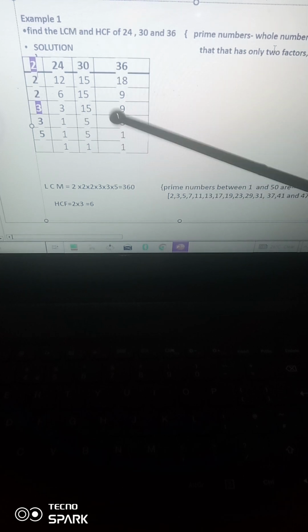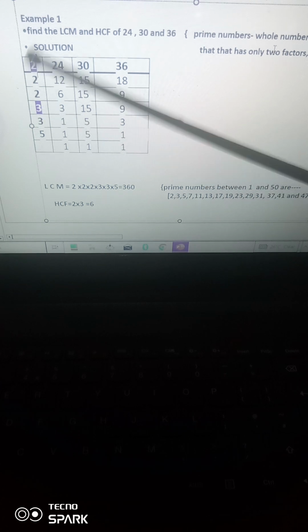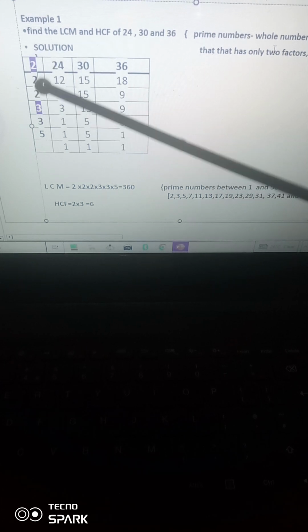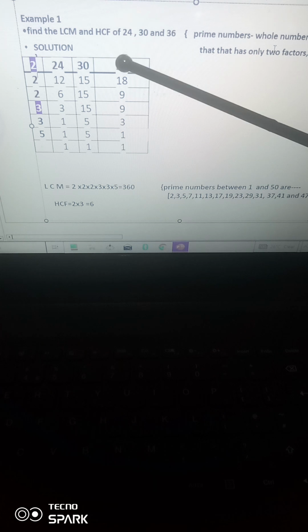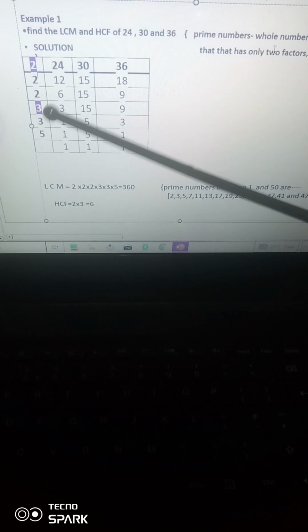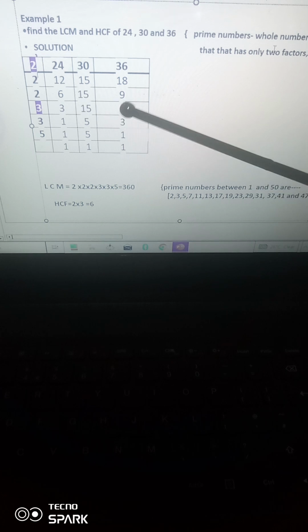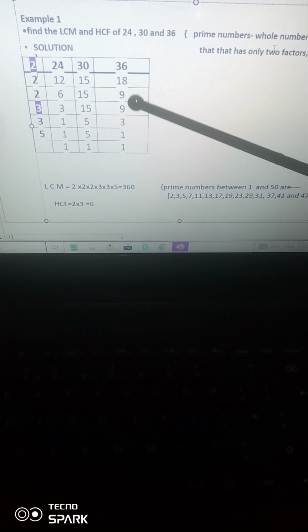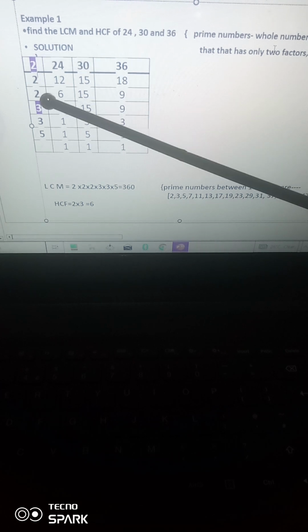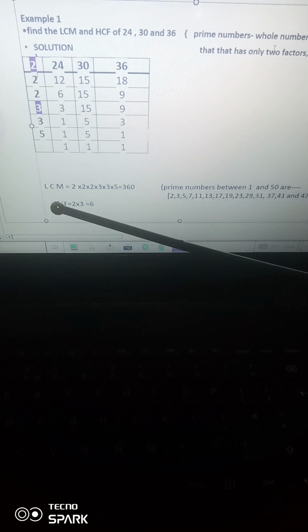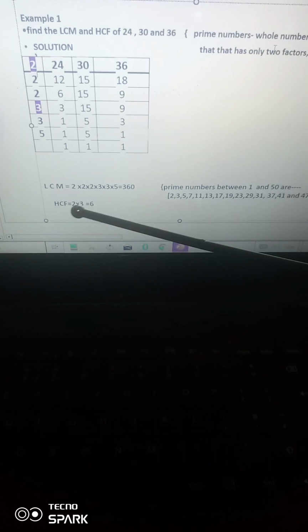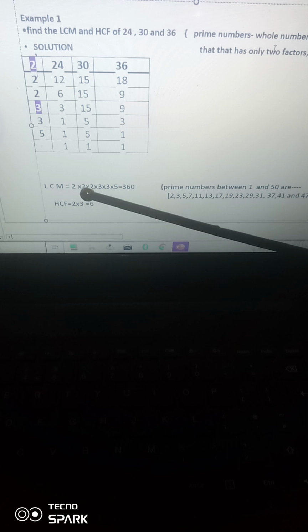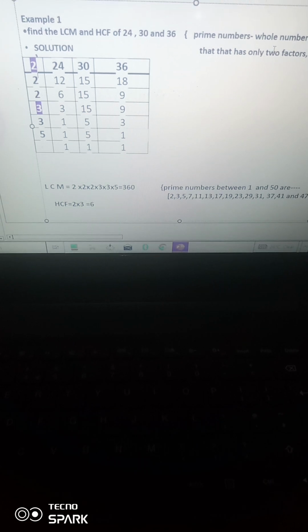So the highest common factor is 2 and 3. That is the 2 prime numbers that divide each of the 3 digits, that is 24, 30, and 36, exactly without remainder. And the one that divides 3, 15, and 9 exactly without remainder is the one we are going to pick as the highest common factor. Their product is now 2 and 3. Therefore, the HCF of these numbers 24, 30, and 36 is what? 2 times 3, which is what? 6. Is that clear? Are there any questions?